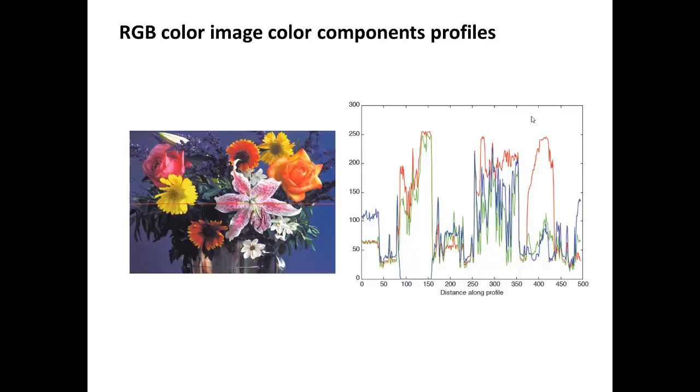If we draw a line from the left to the right and get the RGB value, we have three values for each location. Then draw on the right. Then also we see there are red, blue, and green values corresponding to the location on the red line.